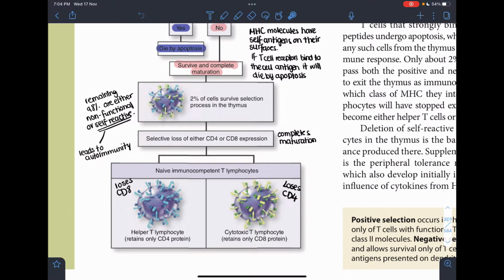pick whether they want to lose their CD8 or lose their CD4. If they choose to lose their CD4, بيصير في عنا cytotoxic T lymphocytes, and this cytotoxic T lymphocyte only retains the CD8 protein, losing the CD4. And if they choose to lose the CD8, بيصيروا helper T lymphocytes, and نفس ما حكينا they only keep their CD4 protein. فإذا عندهم CD4 بيصيروا helper T lymphocyte, إذا عندهم CD8 بيصيروا cytotoxic T lymphocyte.